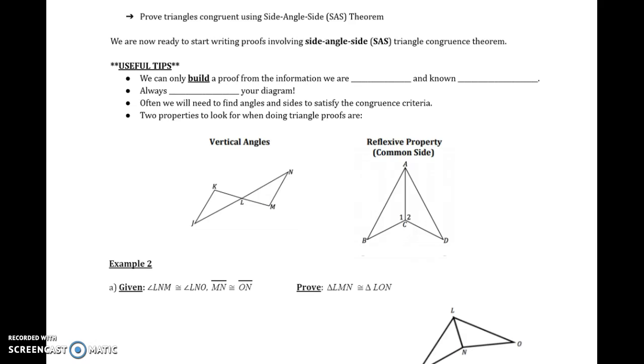So recall from Unit 2 that we can only build a proof from information that we are given and known definitions and relationships.